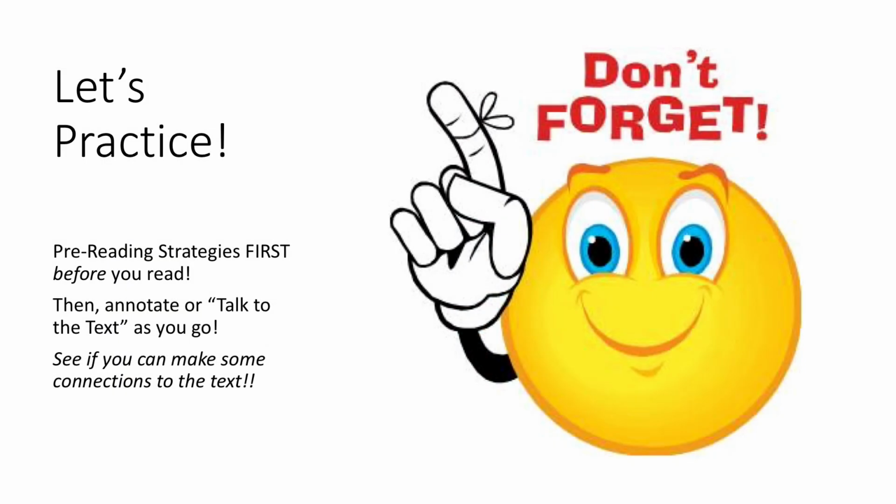Okay, your turn to practice. You're probably getting tired of me saying this, but I want to drill it into your head that you should always do your pre-reading strategies first before you read, and then talk to the text as you read along. Make sure you make those annotations. And as you're reading today, focus on everything we've talked about, author's techniques and all those during-reading strategies, but especially focus today to see if you can make some connections to the text. In fact, I would love it if you could write all 3 types of connections in your annotations.